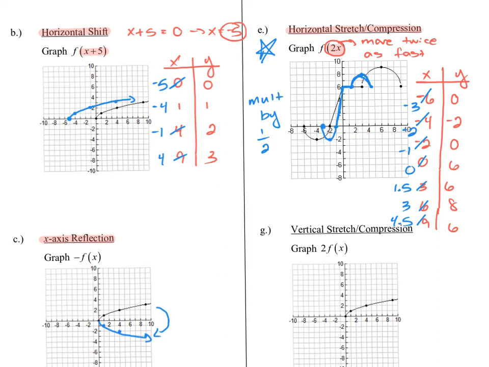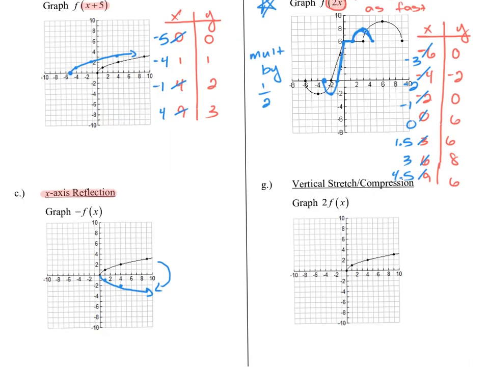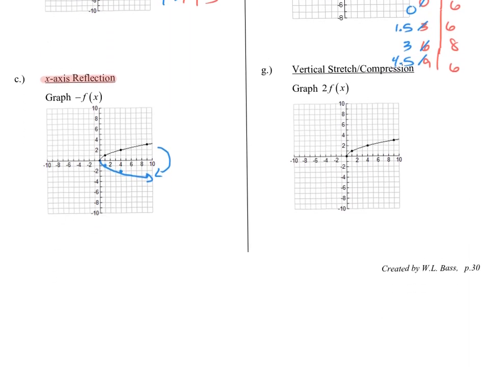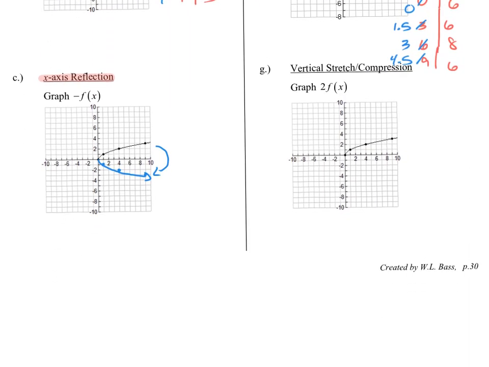Our vertical stretch is going to be a little bit easier for us. We don't have to think as hard on this one. We can recognize this because whatever's being multiplied is out in front of the function. It's not inside the function, and it's not being subtracted from the function. So on this one, we're just going to take each of our y values and multiply them by 2.